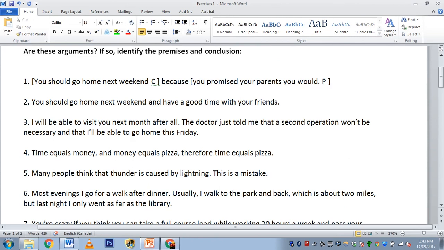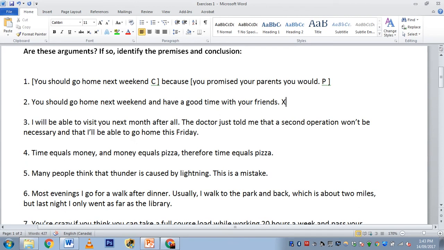Good? Okay, the next one, argument or not an argument? I would say this one is not an argument. Yeah, so this is just not an argument. You should go home next weekend and have a good time with your friends is just a statement of what somebody thinks, right? They're just saying what they think. It could be part of an argument, like you can imagine contexts in which this was part of an argument, but just as it stands, I don't see how to read that as an argument.